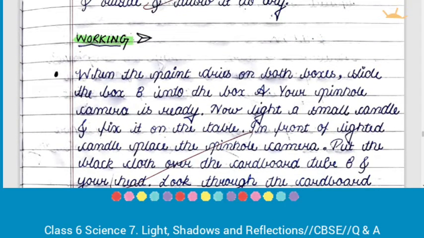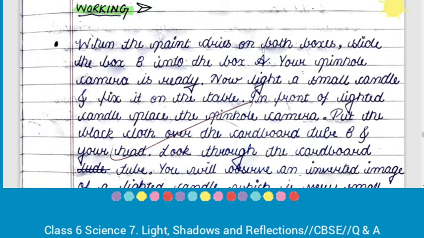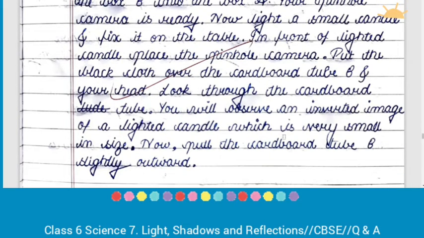Working of a pinhole camera. When the paint dries on both boxes, slide the box B into the box A. Your pinhole camera is ready. Now, light a small candle and fix it on the table. In front of the lighted candle, place the pinhole camera. Put the black cloth over the cardboard tube B and your head. Look through the cardboard tube. We will observe an inverted image of the lighted candle which is very small in size.